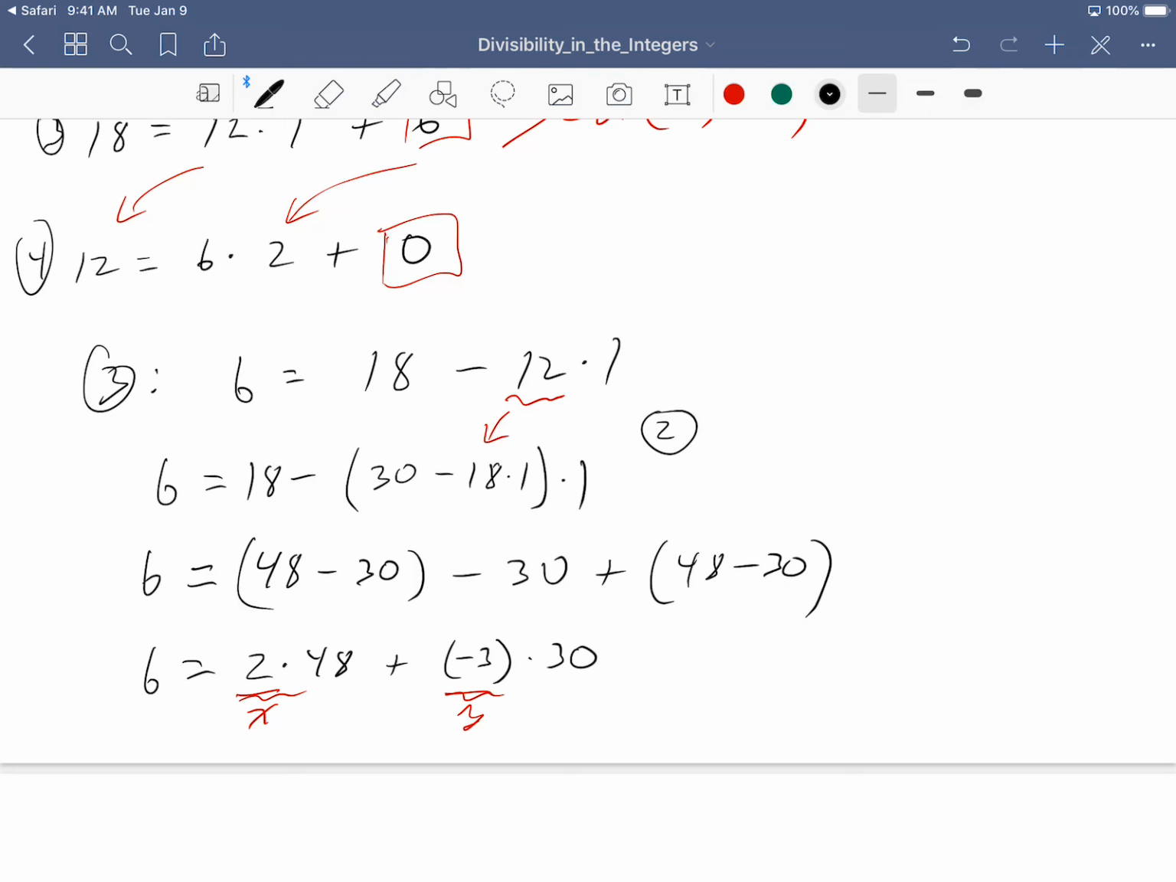The one that we just did is like having a 48-gallon bucket and a 30-gallon bucket. Maybe I should talk about cups instead of gallons. So a 48-cup bucket and a 30-cup bucket, how would we measure out 6 cups? This little equation tells us that. You're going to need to fill the 48 bucket twice, and you're going to need to dump out the 30 bucket 3 times.